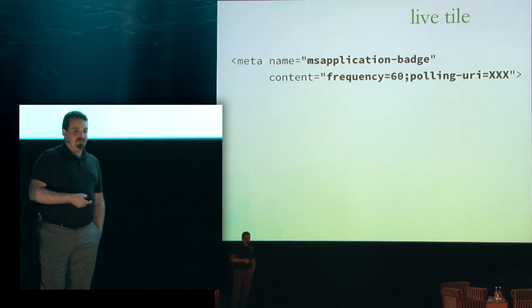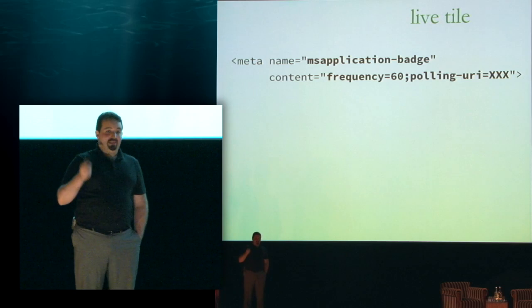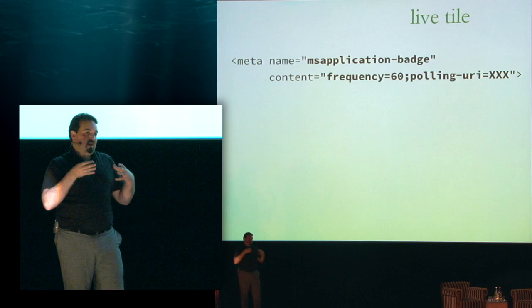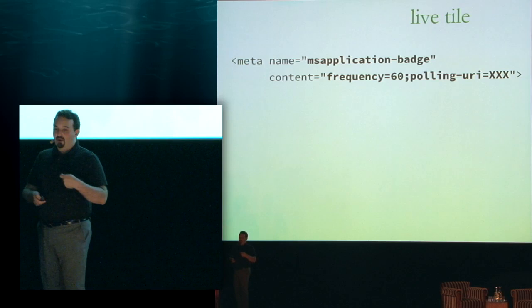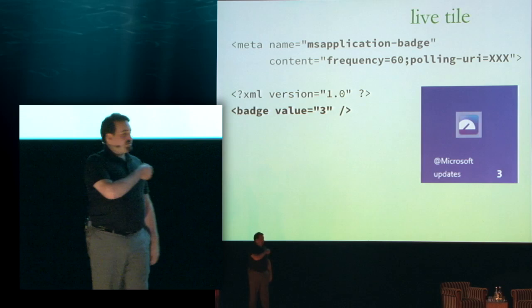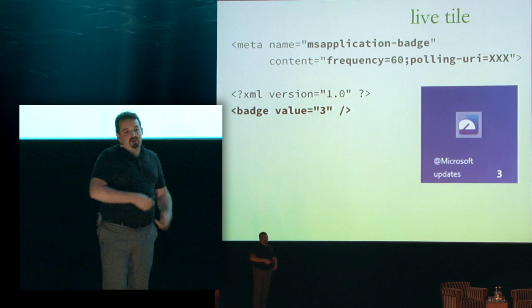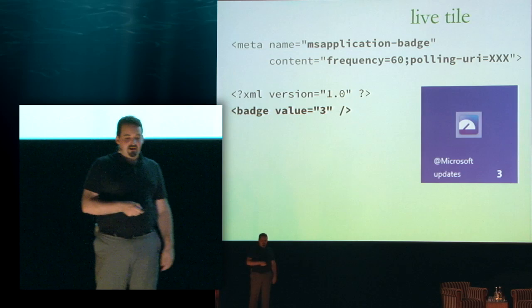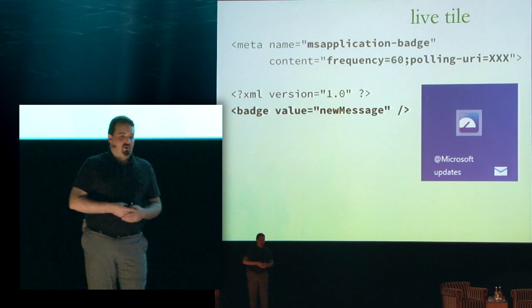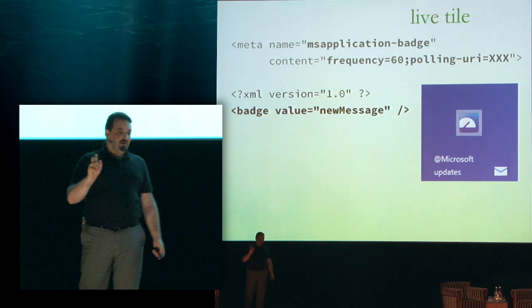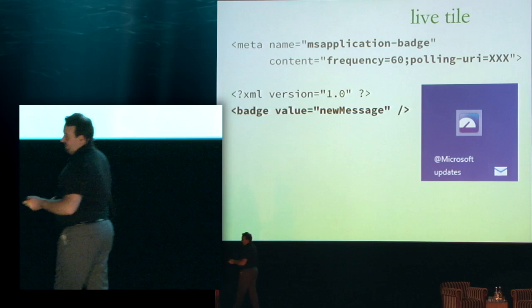So I can say, for example, every hour, every 10 minutes, every day, it's up to you, go to this URL, and the operating system will go to that URL for you. I mean, the user doesn't need to have your website opened. Get the URL. That URL contains just an XML, a simple XML. For example, it can say 3. So it will add that 3 there, like you have 3 unread messages or whatever, or 3 news or what you want. And there are also a list of icons that you can use, like a star or caution or something like that. For example, you have new messages. So you can somehow update the tile on the start screen on IE10 for Windows 8 users.